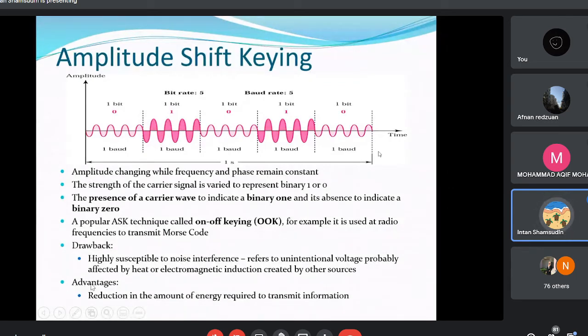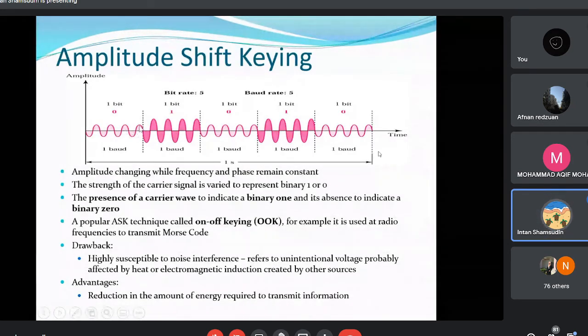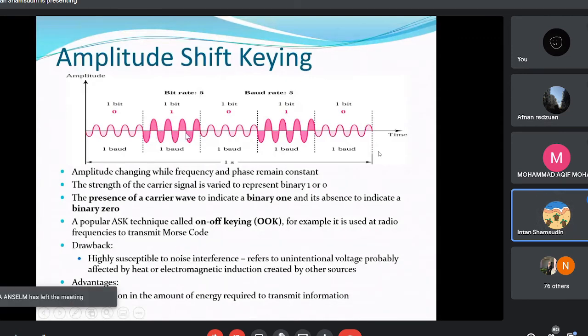Okay. So the advantage of amplitude shift keying is reduction in the amount of energy required to transmit information. Alright. Why reduction of amount of energy? Sebab kat sini kalau 0 dia guna lesser energy. Okay. So for 1, dia guna a bit more lah. Alright.